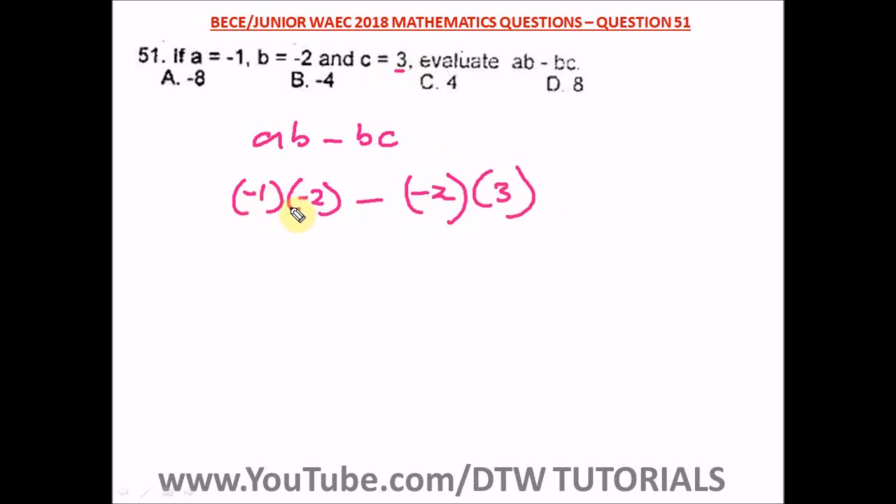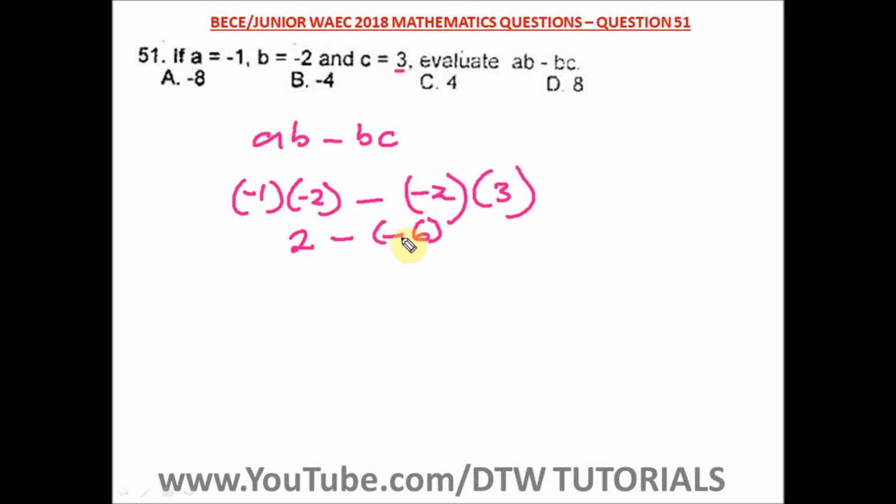So -1 times -2 will give us a positive 2. So we have 2. Then we have a minus here. -2 times 3, what would that give us? It will give us a negative 6. So we have minus 6. Okay, so from here, what do we have now?